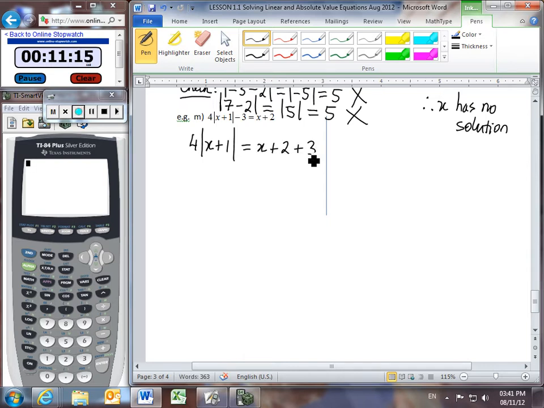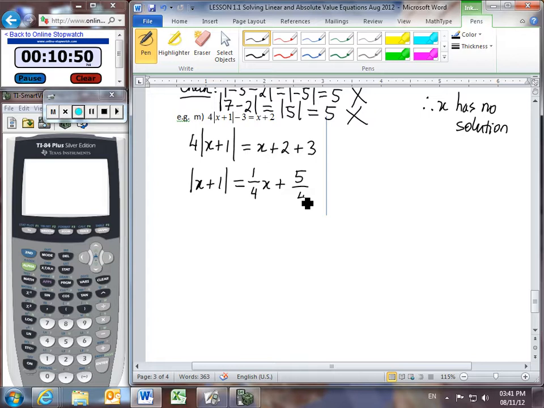And then I can move over the 4 to the other side by dividing everything on the right-hand side by 4. So my absolute value now is equal to, let's see, x over 4, which is the same thing as 1/4 x, and 2 plus 3 is 5, which is also being divided by 4. So I've divided every term on the simplified right-hand side by 4.